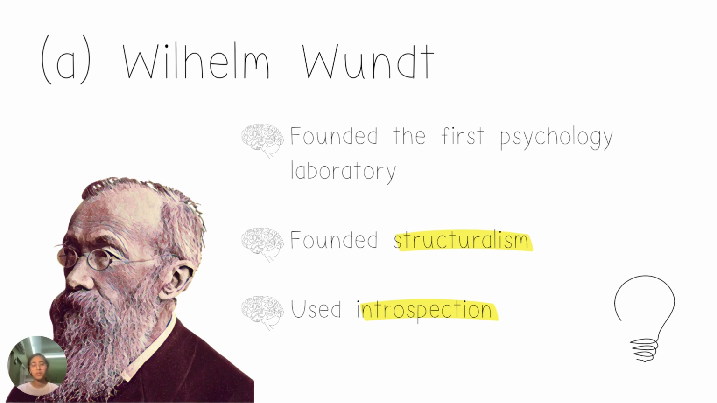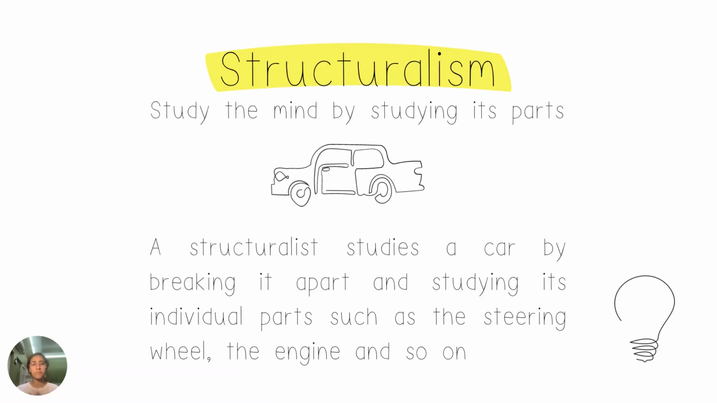science. Now, the way he did this was by using something called introspection, which we'll get to in just a moment. And that was by founding a school of thought that he called structuralism. So let's get into that. Now, structuralism was the process of studying the mind by studying its parts. Now, people who believed in structuralism were the structuralists.